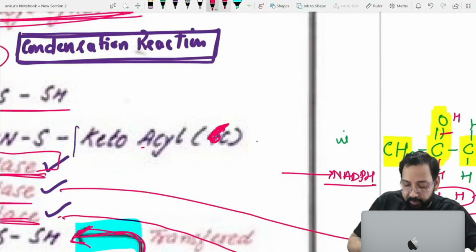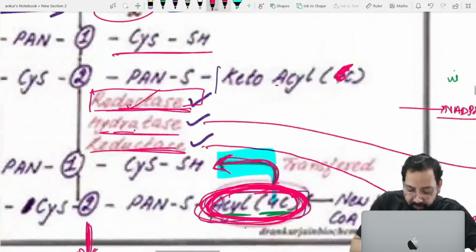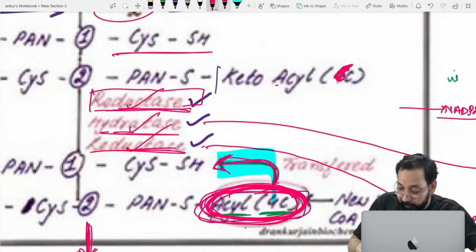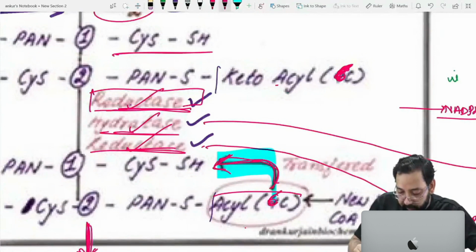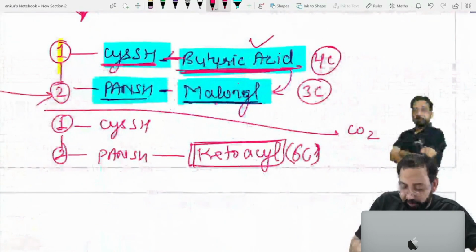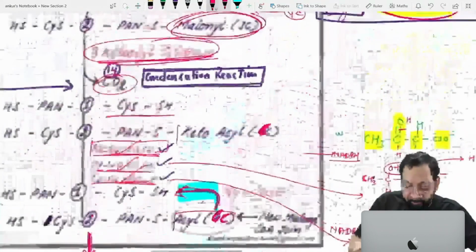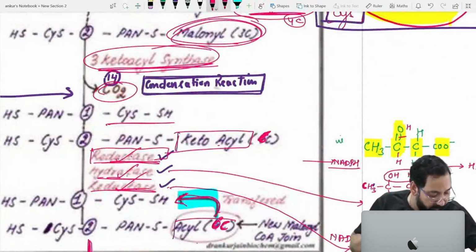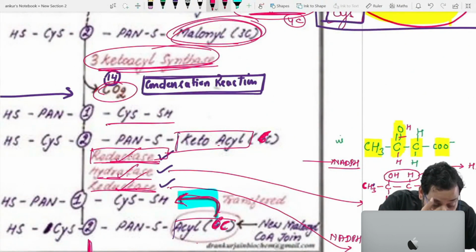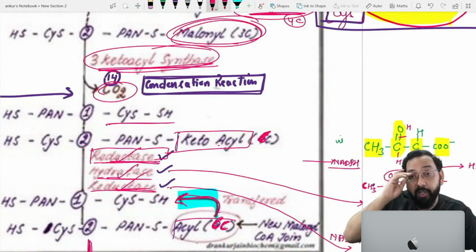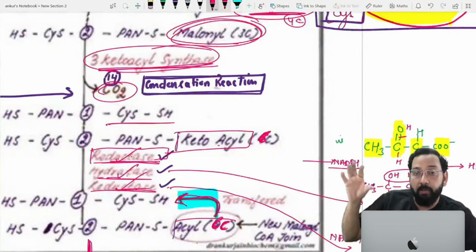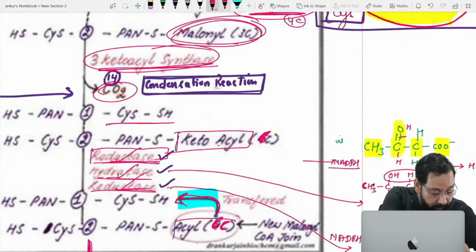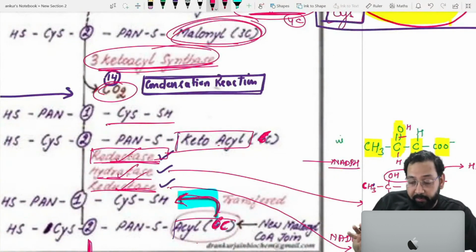Then reductase, hydratase, reductase, and then the acyl coenzyme fatty acid has how many carbon? 6 carbon is produced. So in this way, ketoacyl having 6 carbon is formed. Then reductase, hydratase, reductase, and the fatty acid is formed. Every time you are joining 2 carbon, 2 carbon, 2 carbon. So yes, we can make even chain fatty acids.